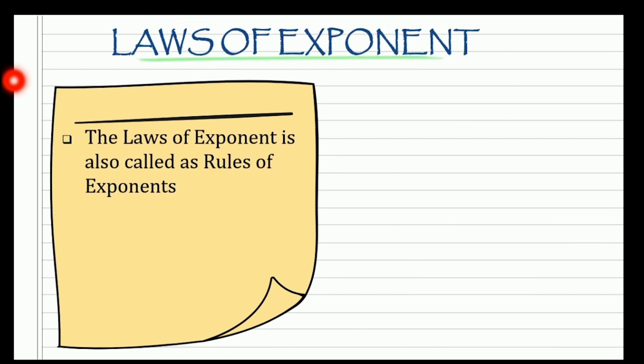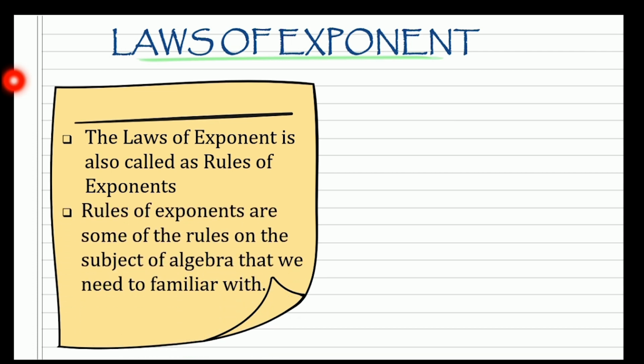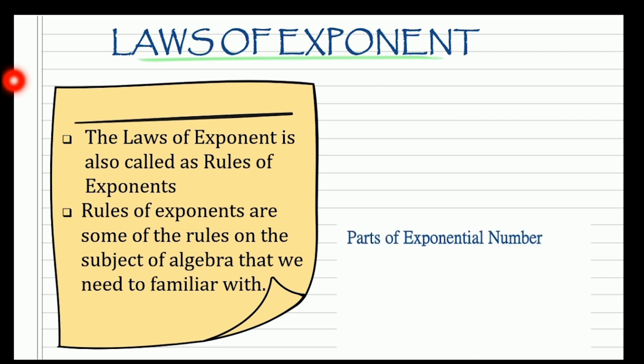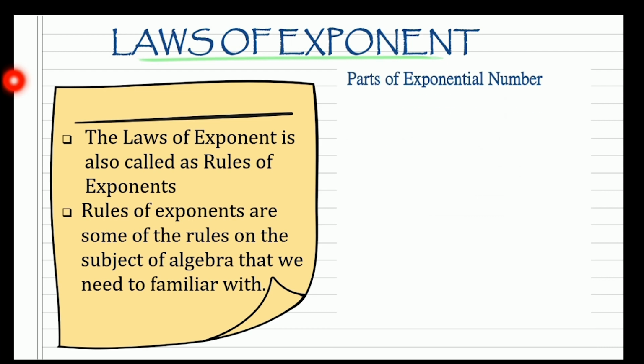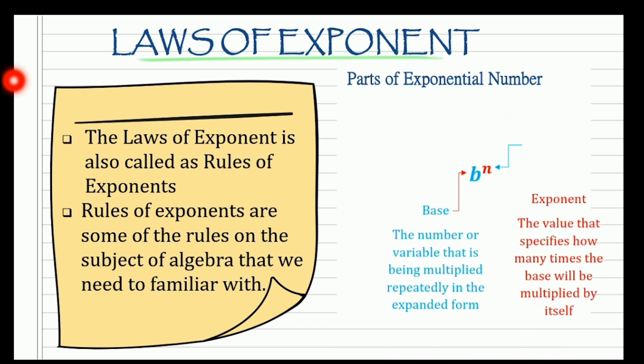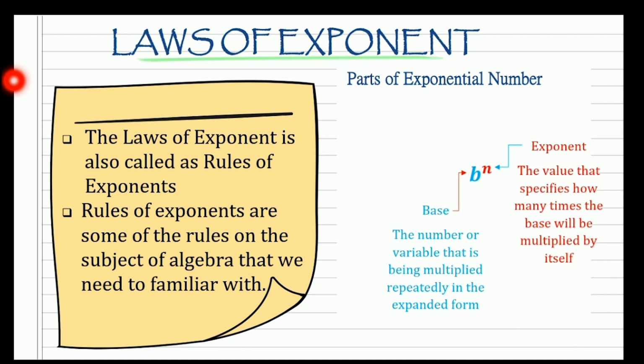Let's define what the laws of exponent are. The laws of exponent are also called the rules of exponent. Rules of exponents are the sum of the rules on the subject of algebra that we need to be familiar with. We have here the parts of an exponential number, b raised to n, where b is the base and n is the exponent. The base is the number or variable that is being multiplied repeatedly in the expanded form, while the exponent is the value that specifies how many times the base will be multiplied by itself.